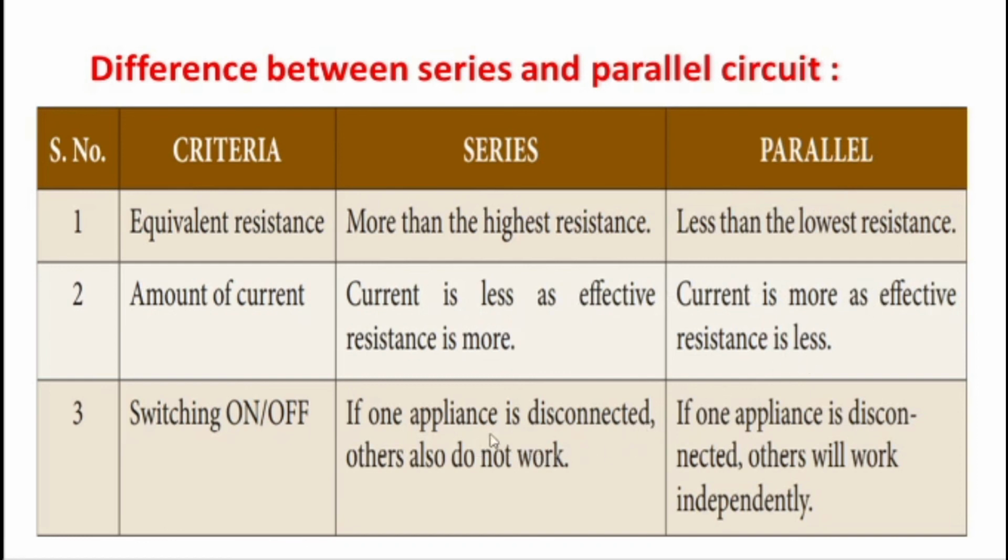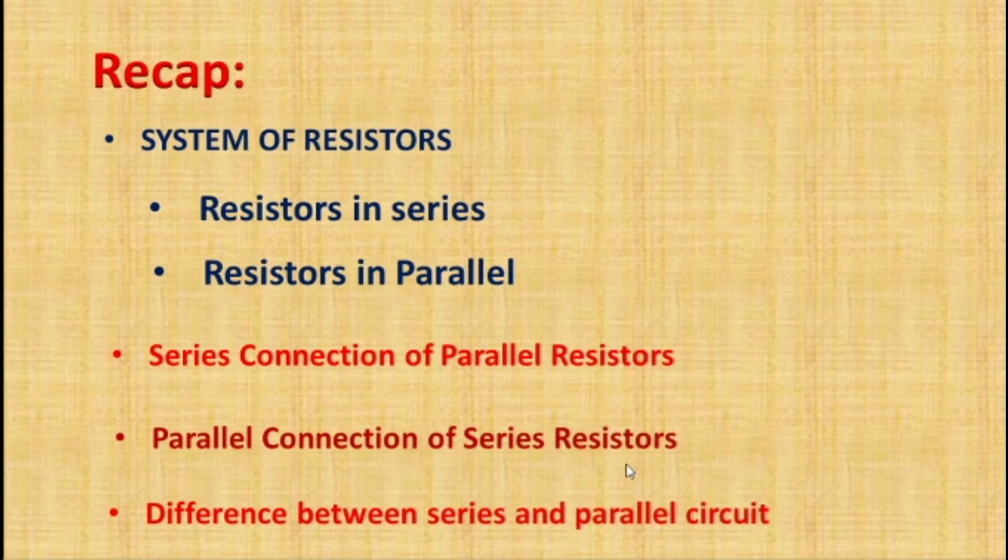Then if one appliance is disconnected in series, others also do not work when the appliances are connected in series. So in parallel, if one appliance is disconnected, others will work independently. So other loops work independently. Then today we studied about system of resistors, how the resistors are connected in series or parallel. Then series connection of parallel resistors, parallel connection of series resistors. Series connection of parallel resistors means the connection of a set of parallel resistors that are connected in series. You get a series parallel circuit.